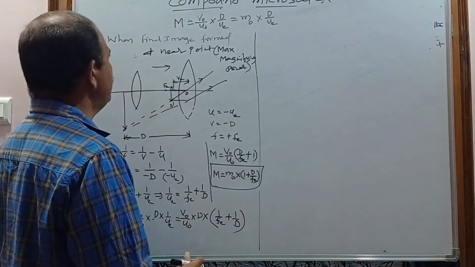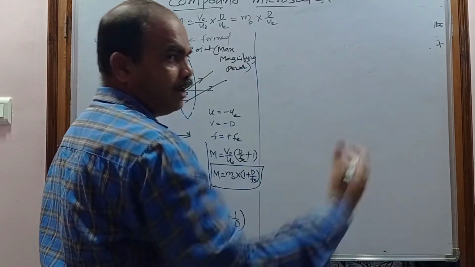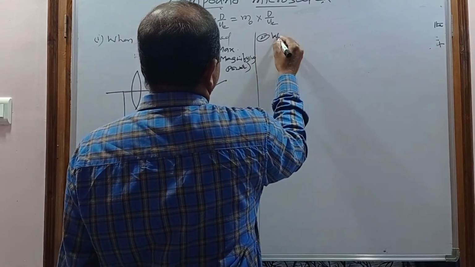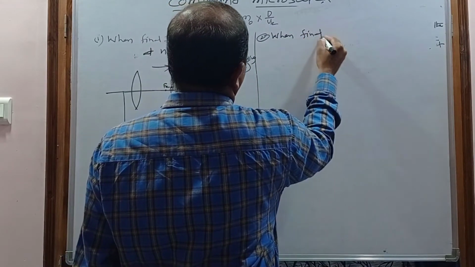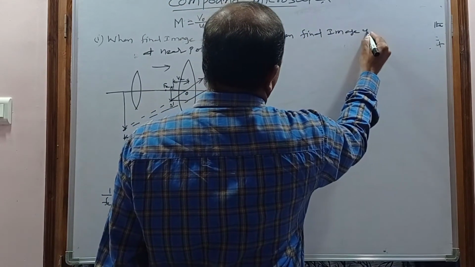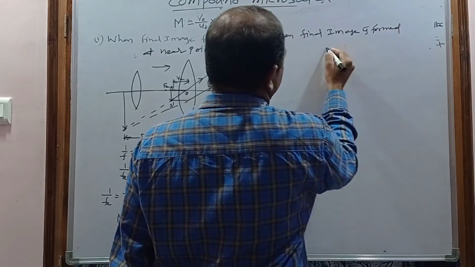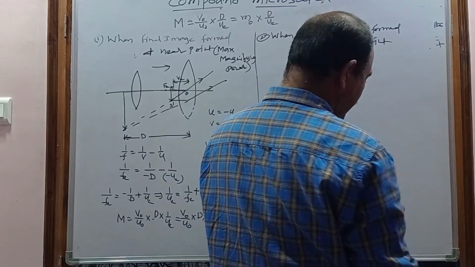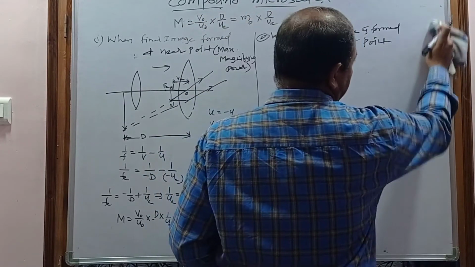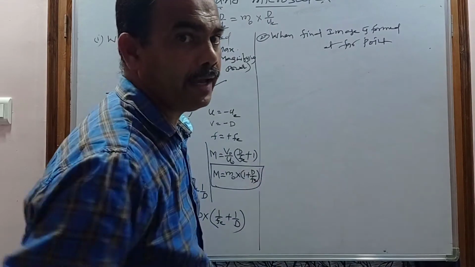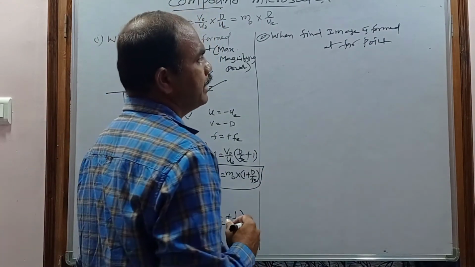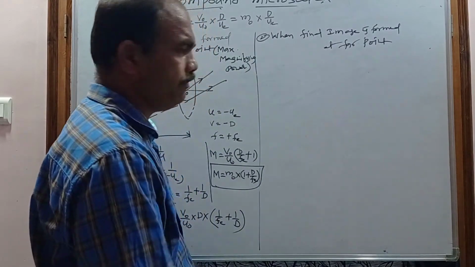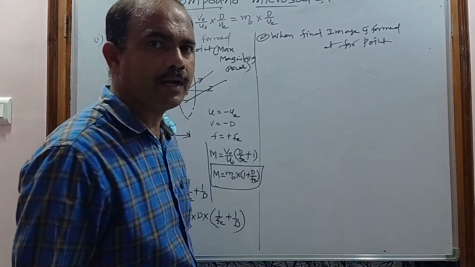Now coming to the case when the final image is formed at the far point, that is also called normal adjustment. So when the final image is formed at the far point, or it may be called normal adjustment, in this case the eye will be relaxed. But it has the minimum magnifying power. But the advantage is the eye will be relaxed.